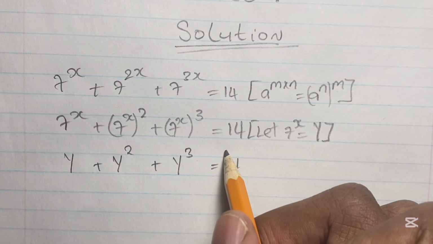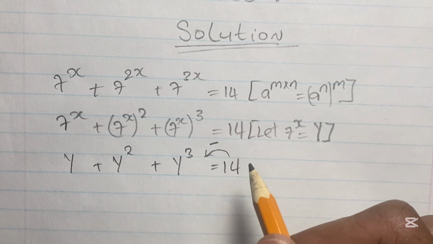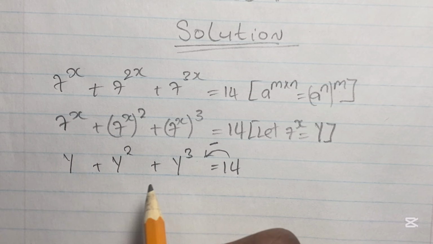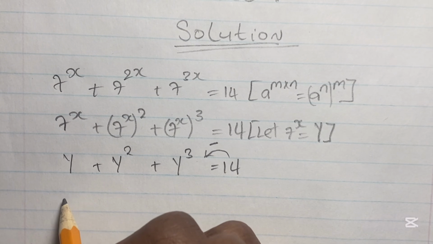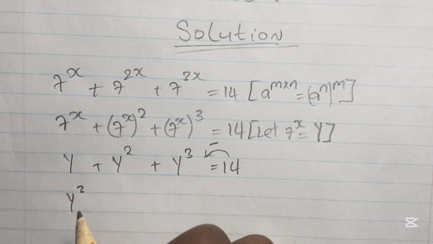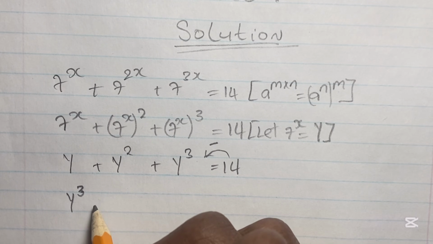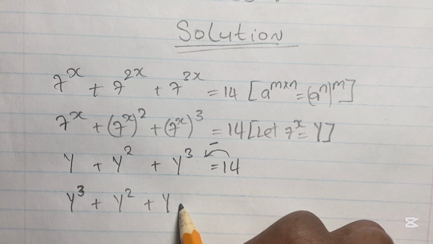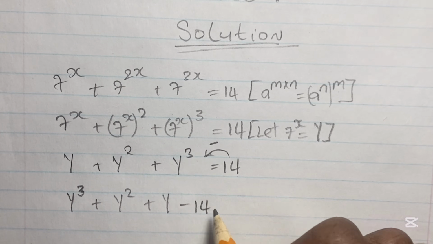Now from here we can take this 14 and bring it to the left hand side of the equation, so it becomes negative 14. We will also rewrite our equation having y cubed at the front, so we'll have y cubed plus y squared plus y minus 14 is equal to 0.